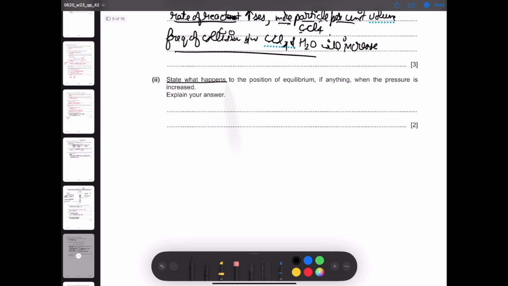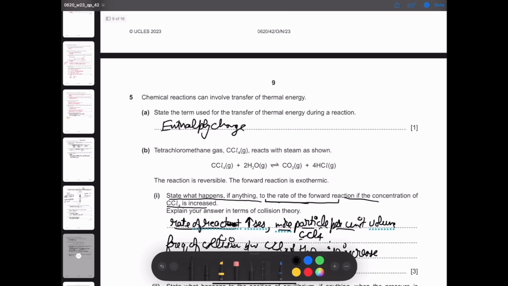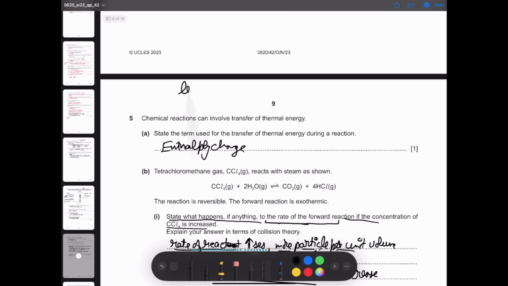State what happens to the position of equilibrium, if anything, when the pressure is increased. See, when you increase the pressure, equilibrium favors the side with less gaseous molecules.